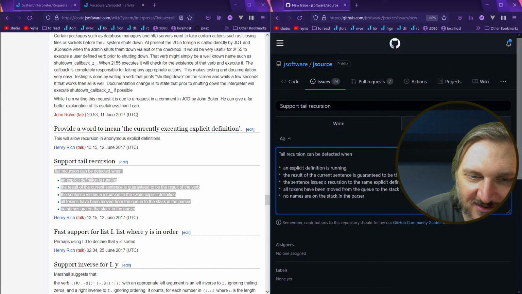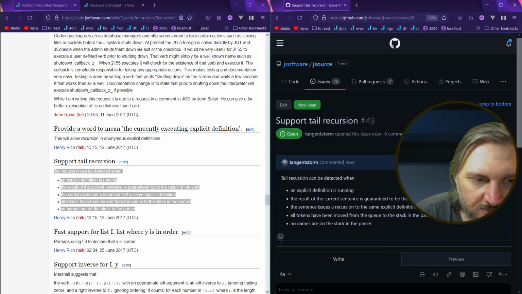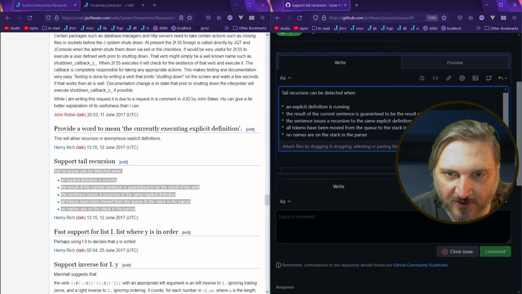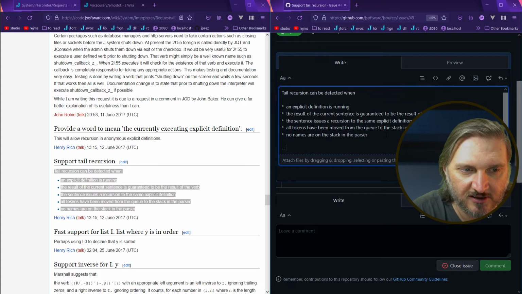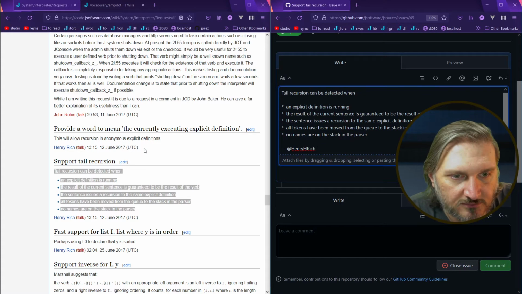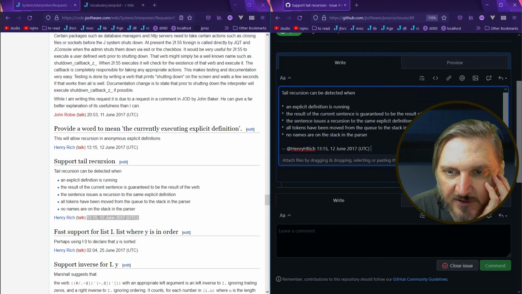The idea of tail recursion is very simple. If you don't know what it is, go look on Wikipedia. But it's not a J thing; it's a programming thing. But this is very specific to the J, the interpretation of the J parser. So anyway, that's that. I'll go ahead and put his credit where credit is due. And that is Henry Rich. Update.